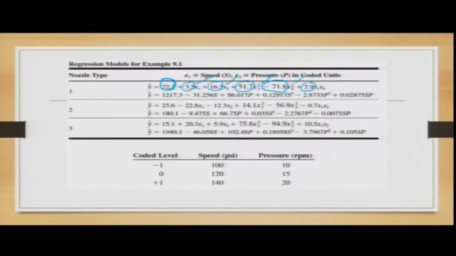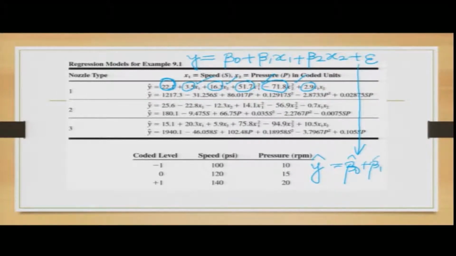So, I will just write them. Technically, your equation in the simple case would be y is equal to beta naught plus beta 1 x 1 plus beta 2 x 2. This is the multiple linear equation, remember that. When you fit and find the regression, it would be y hat is equal to beta naught hat plus beta 1 hat x 1 plus beta 2 hat x 2. Obviously, the error term will not come.